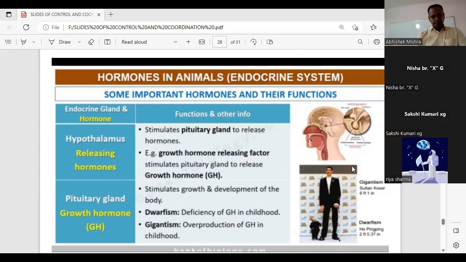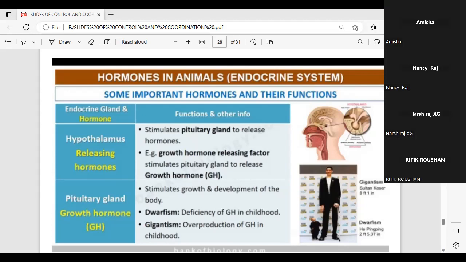Sir, height will not increase. What is that problem called? Sir, dwarfism. Dwarfism, very good. Okay, correct, Ria.